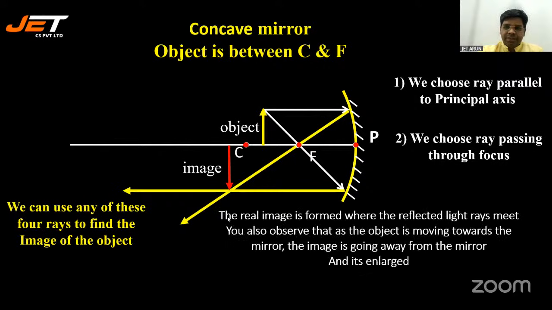Okay, next. And it's going on becoming enlarged. Now it is enlarged. At C, it was of the same size, as you all noticed. Beyond C, it is enlarged. Yes, Siri Chandana, absolutely right.